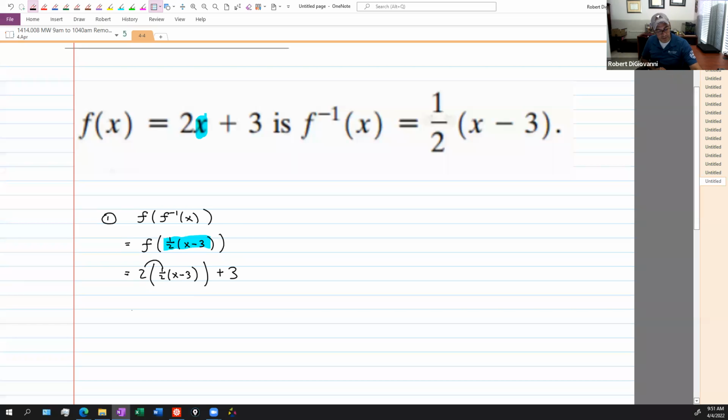Hit the 2 and the half together, that goes away. You get x minus 3 plus 3. And of course, the 3's cancel, you just get x.